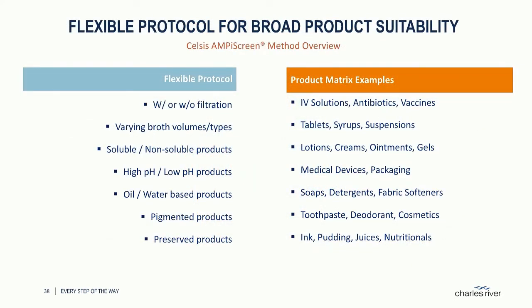And so just to give a few examples of some of the different kinds of products, because I always think it's fun to see what kind of products are out there that have been tested with rapid systems. Again, we see that we can do product types that require filtration or maybe cannot, maybe are not compatible with filtration, different broths, things that are soluble or not, different pHs, products that are oil or water-based, pigmented, preserved. These are all compatible, at least with the Celsis system.